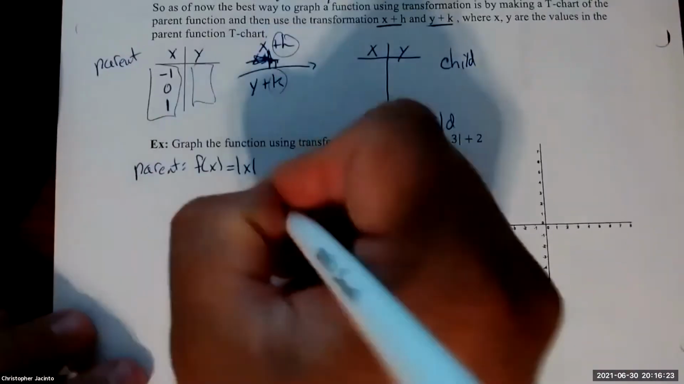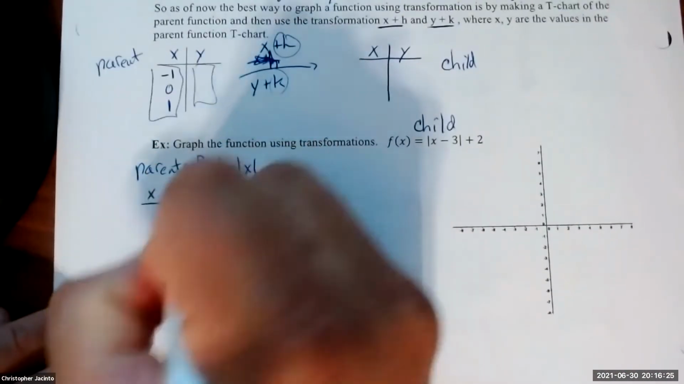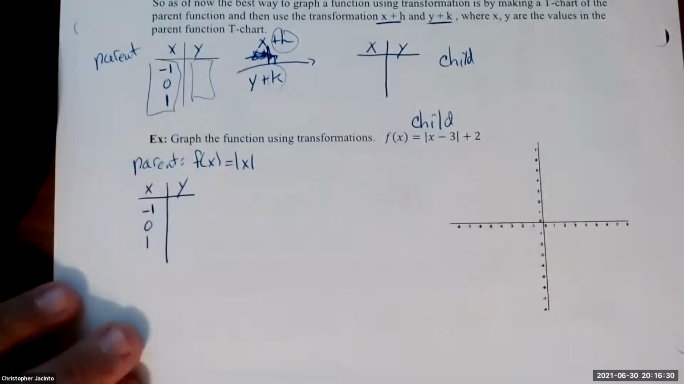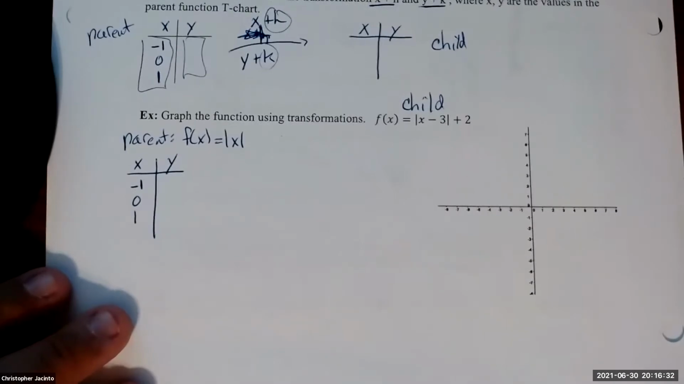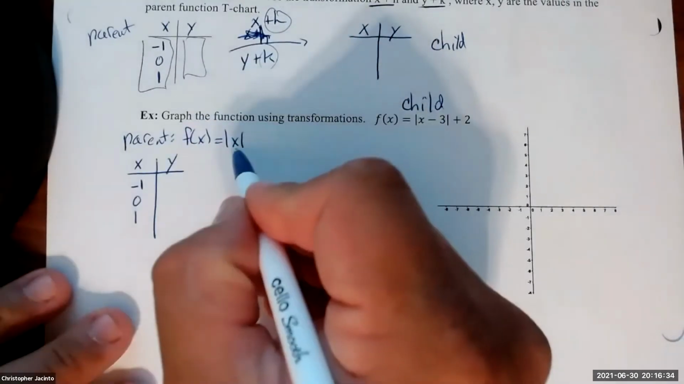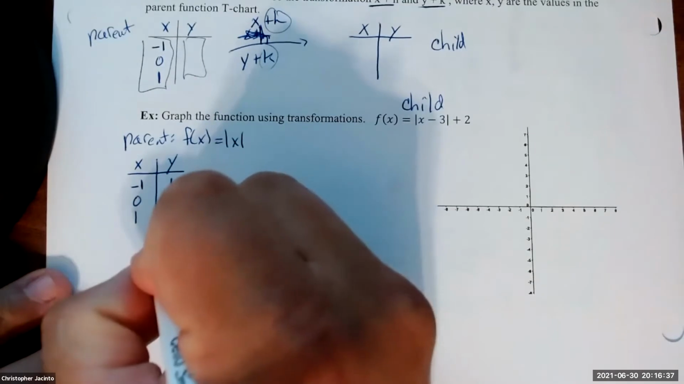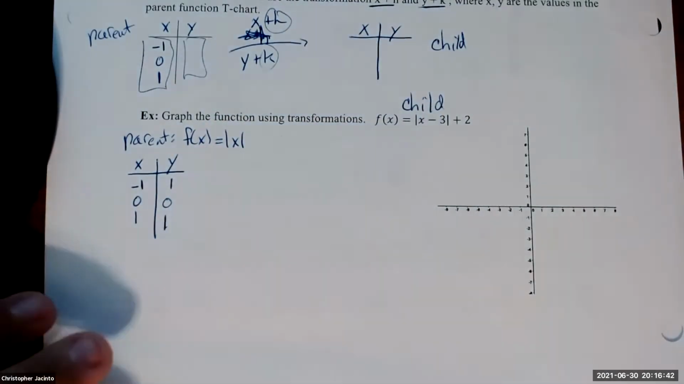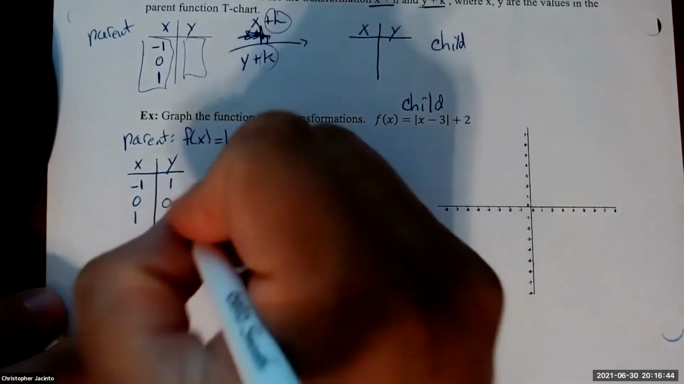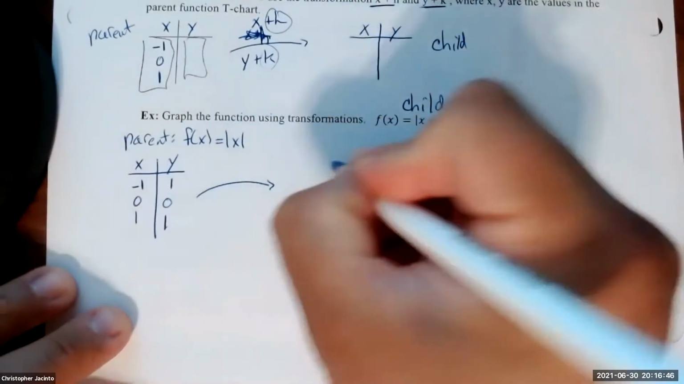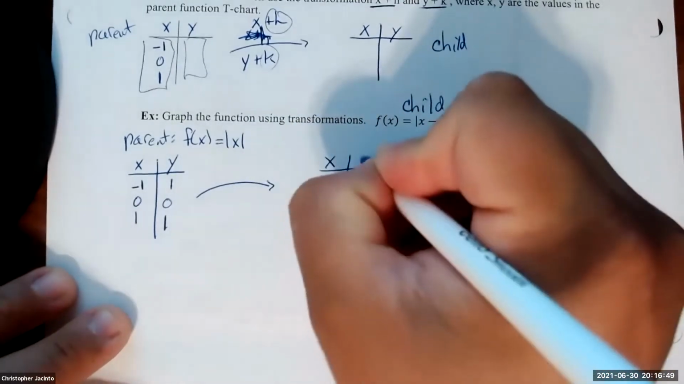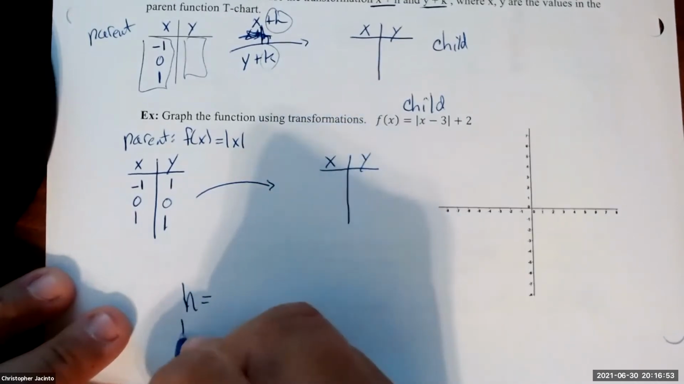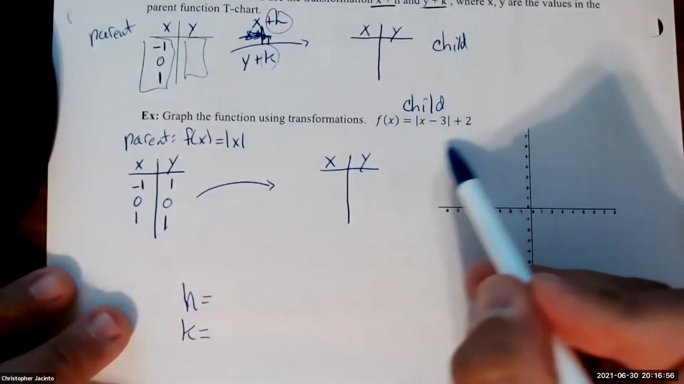Okay, so we're going to graph this one, again, just using our simple t-chart. And again, you can just use the same ones if you want over and over again. It really doesn't matter. So plug it in. Absolute value of -1 is 1. That's 0, and that's also 1, right? Very similar to the problem. Okay, now before we go any further, so we actually graph our child function, we want to write down two things. What is our h, and what is our k in this situation?